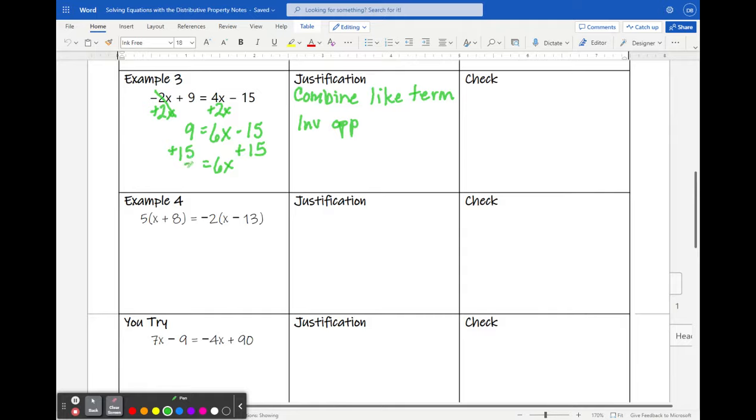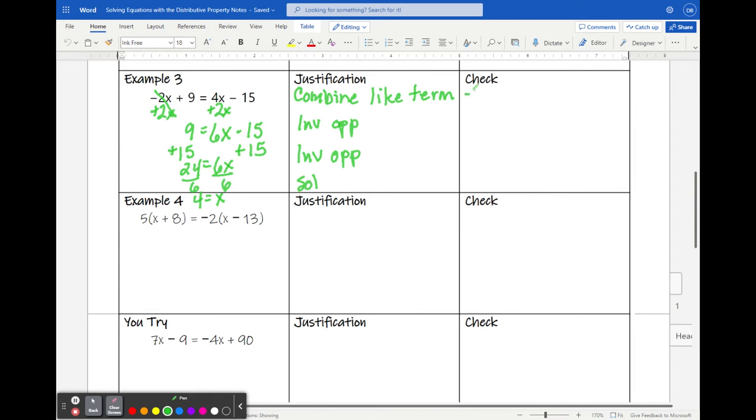9 and 15 is 24. I need to remove the coefficient. I'm going to use inverse operations again. What I see is this coefficient is pressed right up against the x. That tells me that I'm multiplying. So I'm going to divide by 6 on both sides, and I'm left with x equals 4. So I believe my solution to be x equals 4.